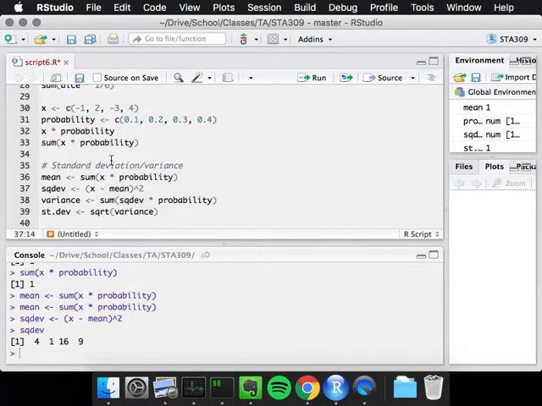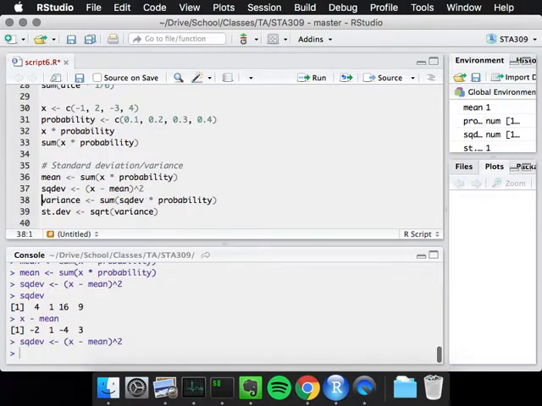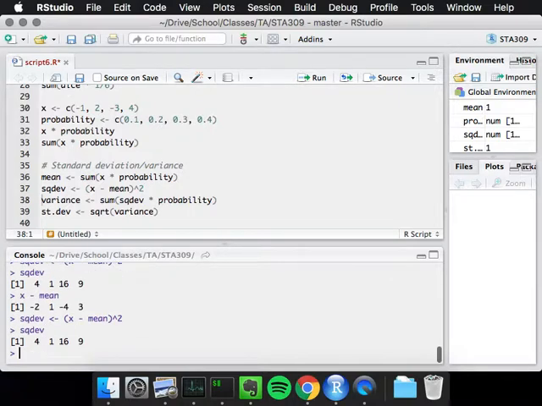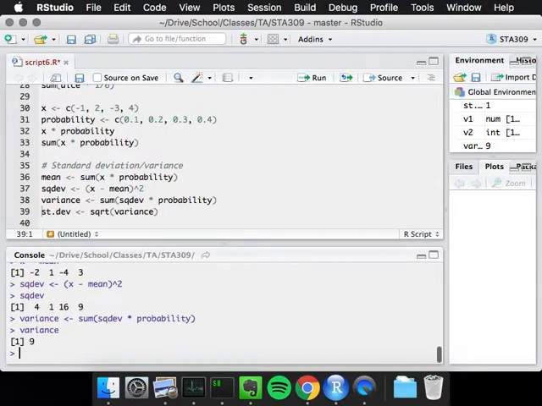Now the mean was 1. So x minus mean is something else now. It was -2, -1, 0, and 1. Now it's these numbers, and if you square these numbers, you get different square deviations. Then the variance is just taking the square deviations times the probability and then summing it. That's the definition of the variance. If you do that, you get the variance, which is 9 in this case.